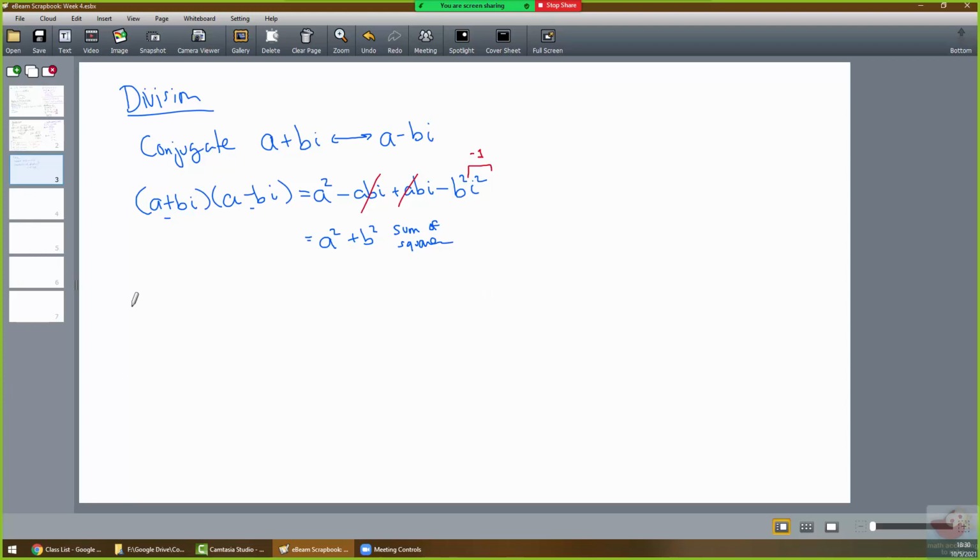And just for comparison's sake, when you had a plus b times a minus b, and you FOILed that, that was a squared minus b squared. Now you have a plus bi times a minus bi, that's a squared plus b squared.